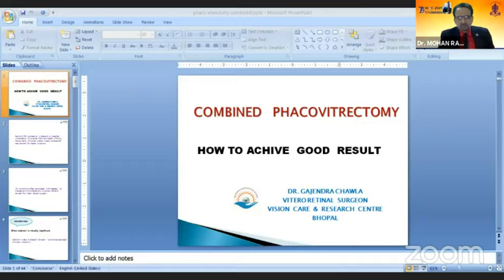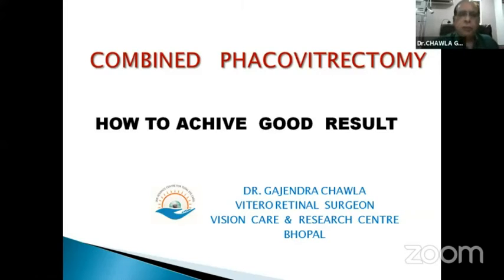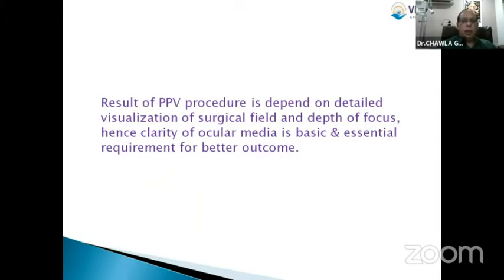Please go ahead. Thank you, Dr. Manoj, and AIOS. We are talking about the combined procedures in this session. So my talk is on combined phacotrabeculectomy, how we can achieve good results. As you know, the result of vitrectomy depends on how good and how clear we can visualize our surgical field during the surgery, and how we can perceive the focus. So clarity of media is the basic and essential requirement for a better outcome.